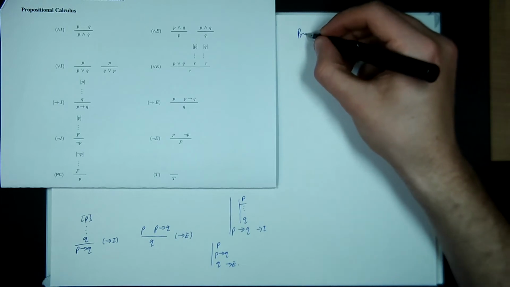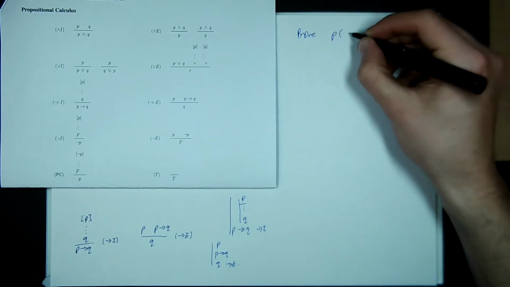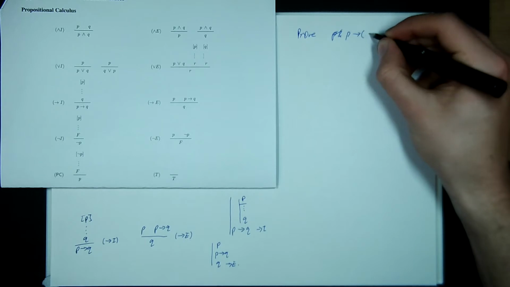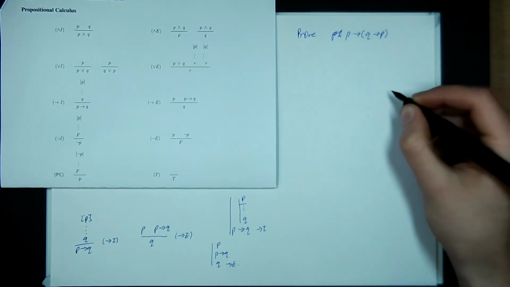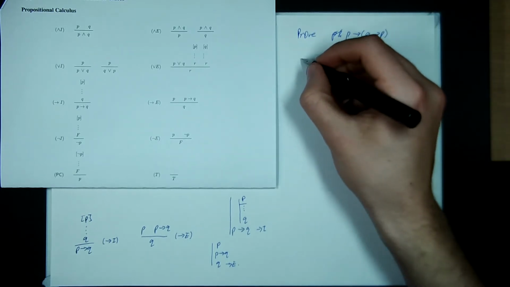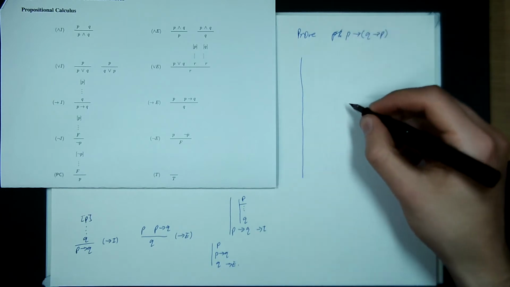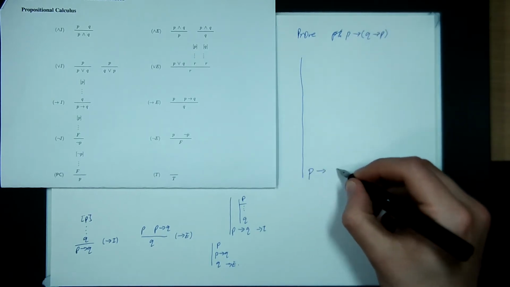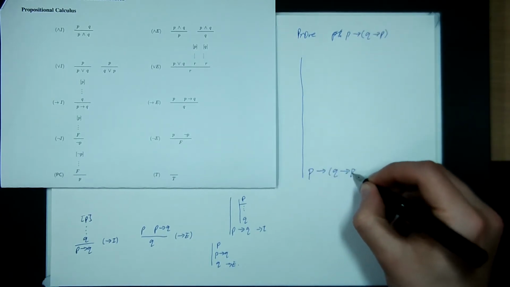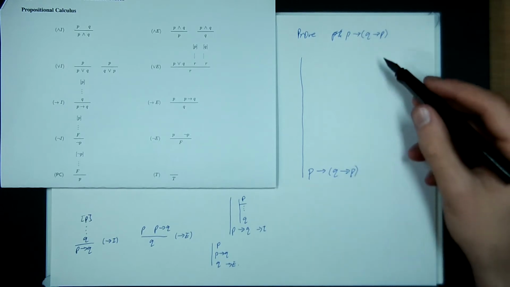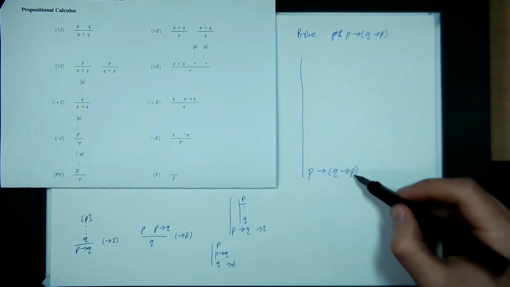So we're going to try and prove that P implies Q implies P. Okay? And as always, when I do my proofs, I write a long vertical bar and write my goal at the very bottom. And I'm going to try and work my way towards it. Okay? So I have to, from nothing, try and get P implies Q implies P.